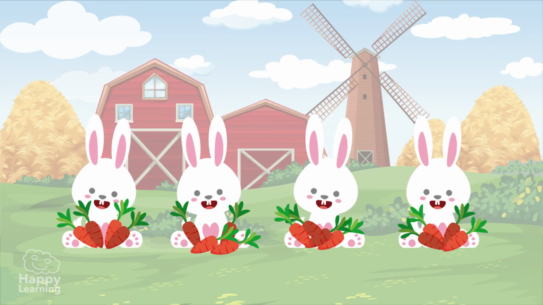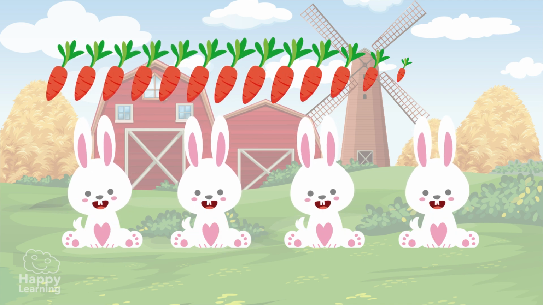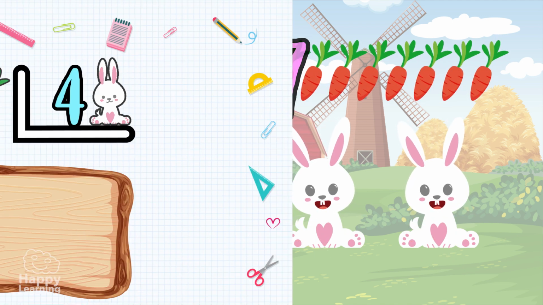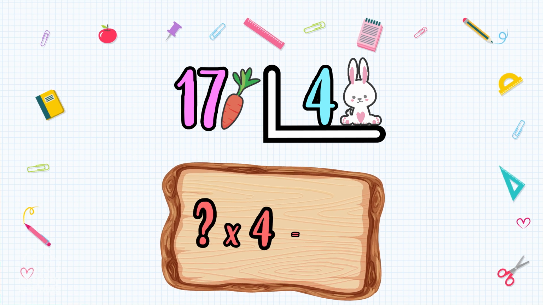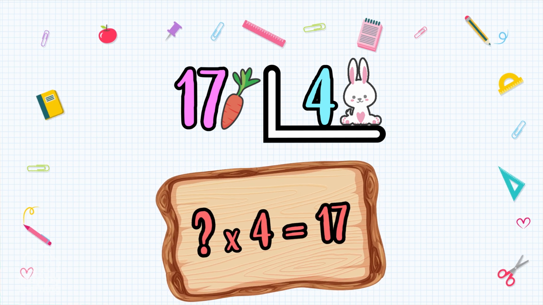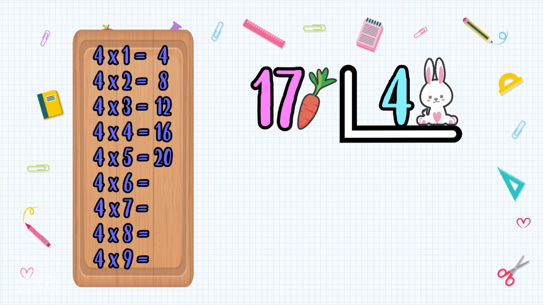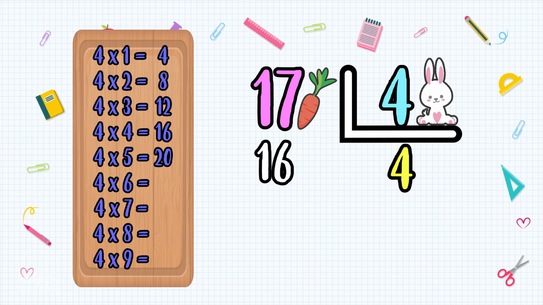But what would happen if instead of 16 carrots, we had 17? Let's see. What number multiplied by 4 gives me 17? Well, let's multiply. 4 times 1, 4. 4 times 2, 8. 4 times 3, 12. 4 times 4, 16. 4 times 5, 20. Oh no, that's too much. So we'll have to go back to the previous one, the 4. So, we put the 4 here and the 16 here.